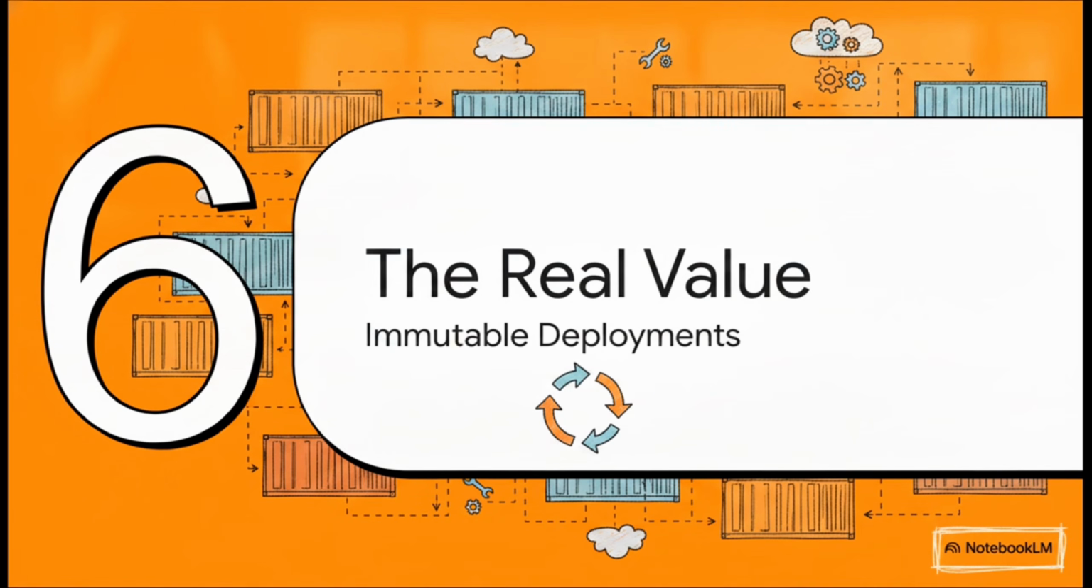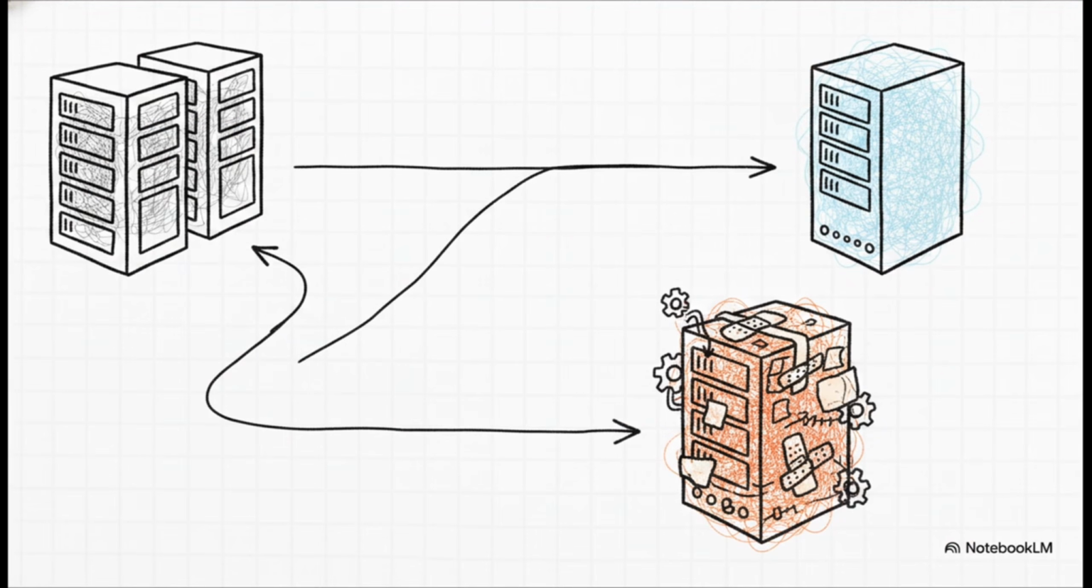Section 6. The real value of containers. Let's look at the traditional server model again. In that model, systems mutate. You install a package, you patch a configuration manually over SSH at 2 a.m., maybe you add an untracked dependency. Over time, two servers that started out totally identical slowly drift apart. This is called configuration drift, and let me tell you, it is an absolute nightmare to debug.